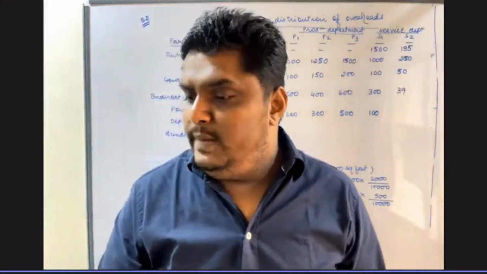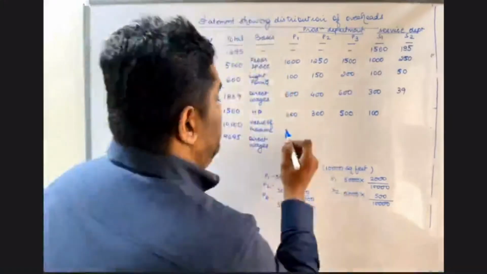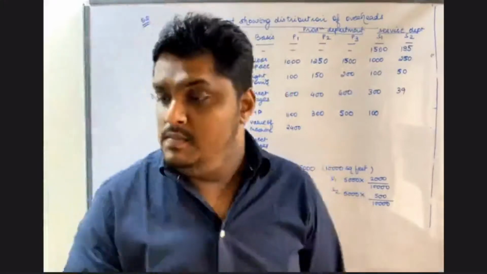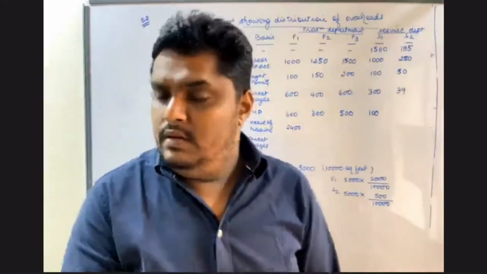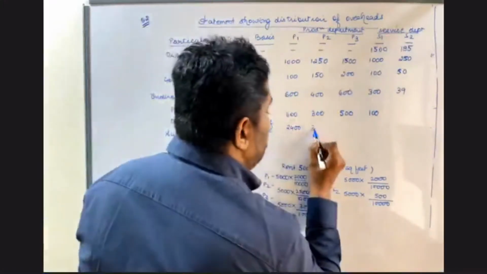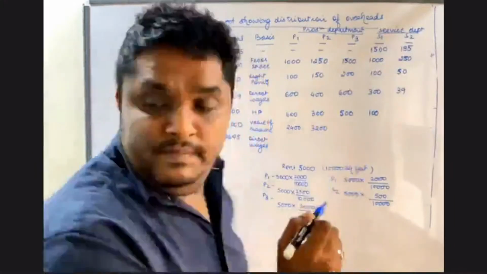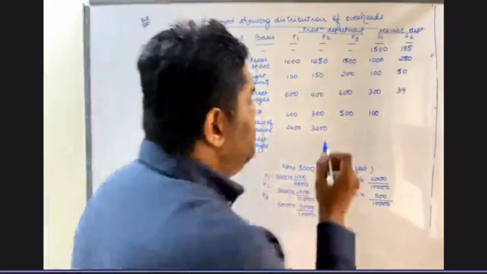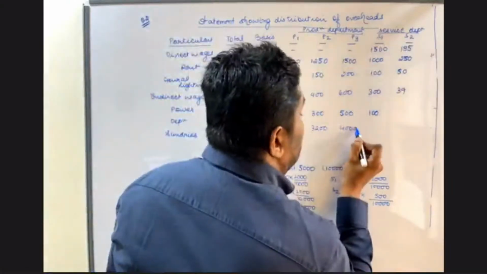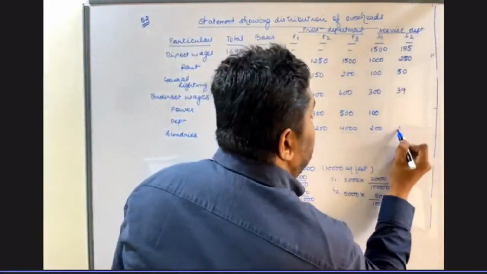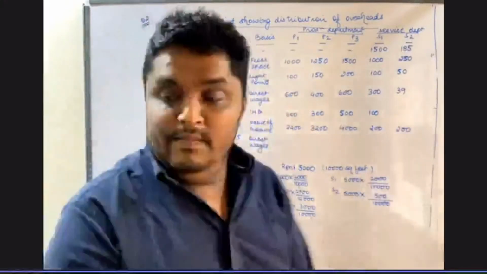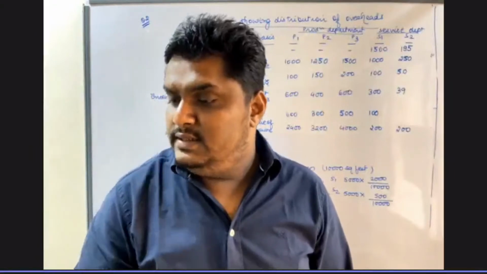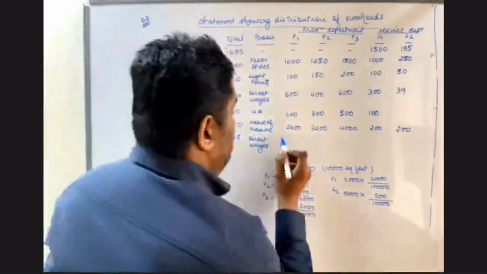When talking about the depreciation, it is 2,400, 3,200, 4,000, 200 and 200. And the last is sundries, 323.